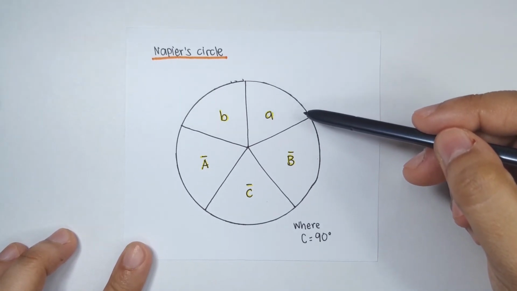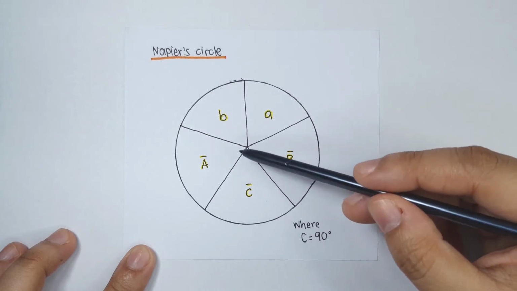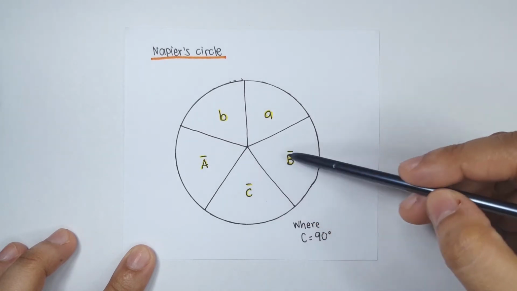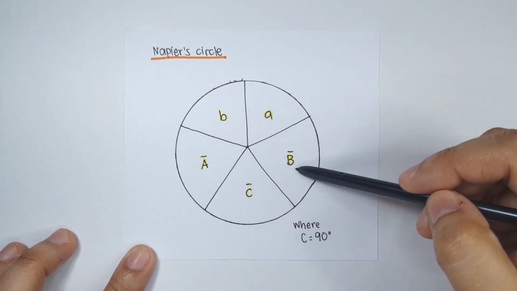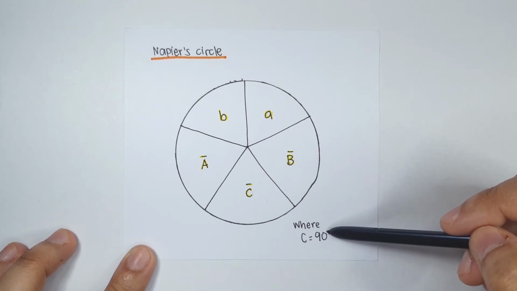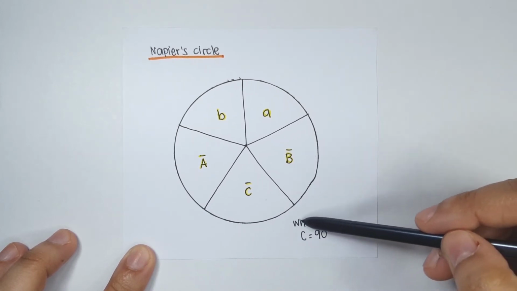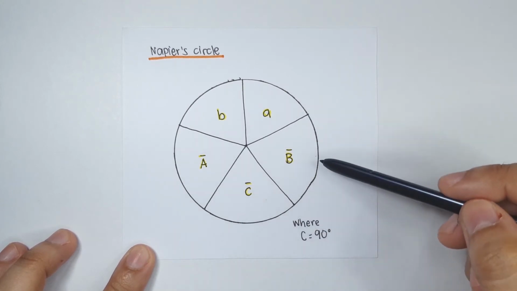And assuming that angle C is 90 degrees, then we will put here small letter c-bar for side c, then a-bar, b-bar, then alternating A's and B's, so A, B, A, B. Take note, we don't have capital C in the Napier circle because we assume that angle C is the 90-degree angle. So this is our Napier circle.